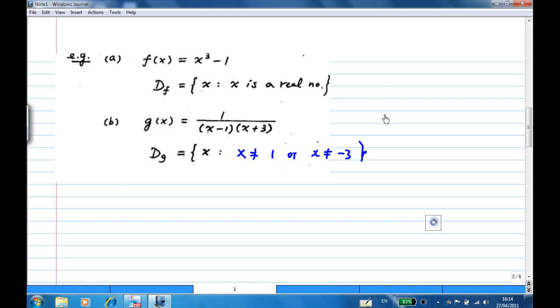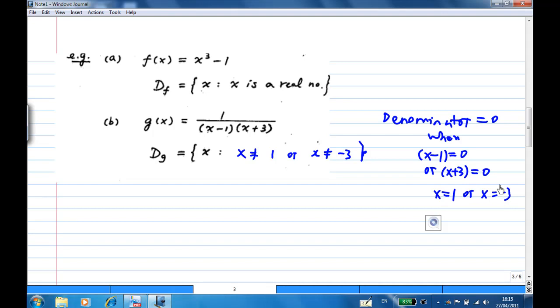So we know that the denominator is equal to 0 when x minus 1 equals 0 or x plus 3 equals 0. So that means x equals 1 or x equals minus 3. So as long as x is not equal to 1 and x is not equal to minus 3, when you substitute the value of x into the formula, into the rule, it will make sense.